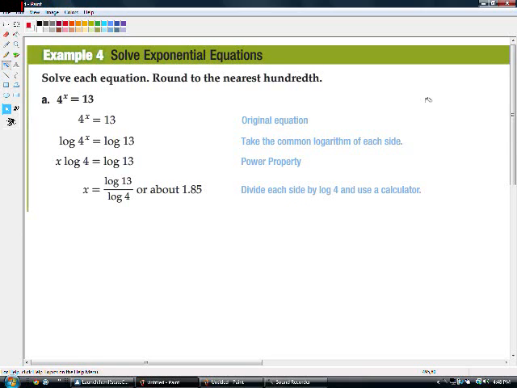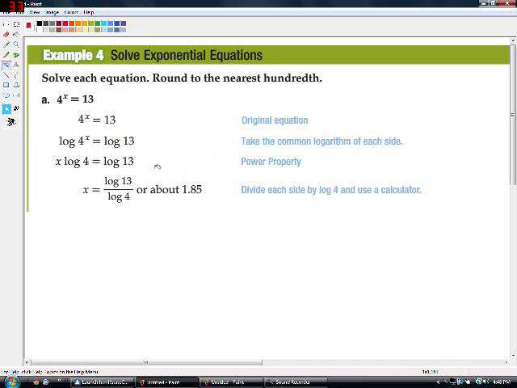We are going to solve exponential equations now. As we can see, we have 4 to the exponent of x equals 13. You're like, alright, this looks easy. So you take the common log of each side. You get log 4 to the x equals log 13.